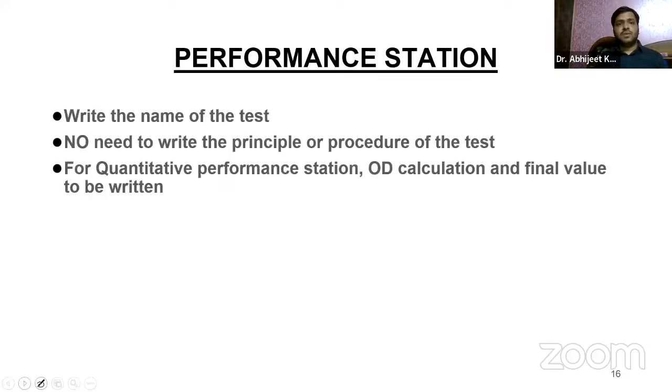Now, you have to write the name of the test at the performance station, but there's no need to write the principle or procedure of the test. For quantitative performance station, OD calculation and final value has to be written, right?